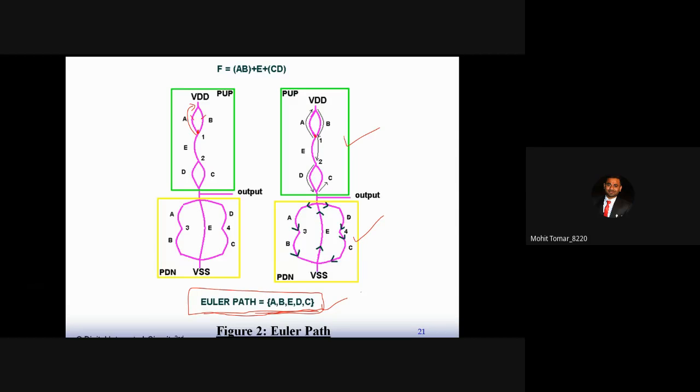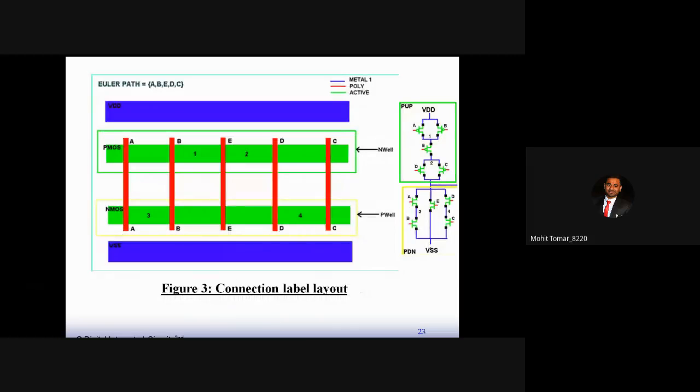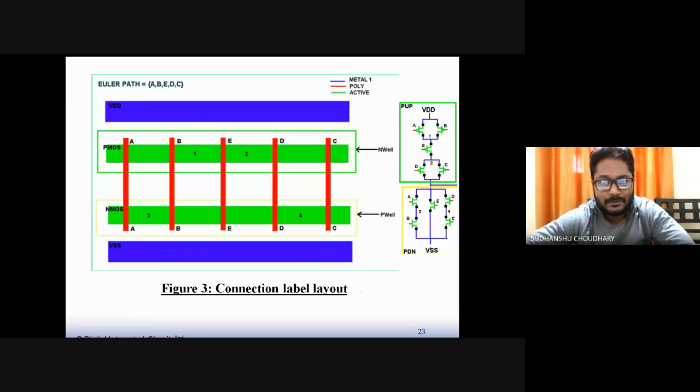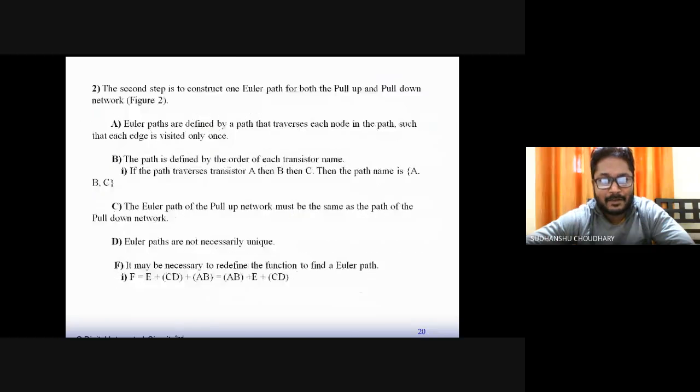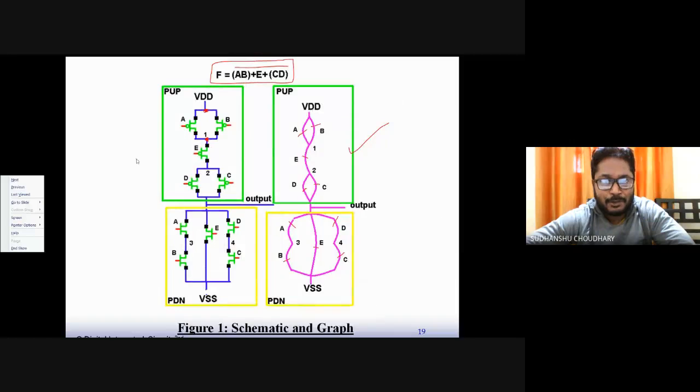Sir, if we take the transistor E down and change the name, sir, A, B, C, D, so, sir, it can't follow the path A, B, E, D, C. No, that you should not do. I mean, input reordering. Why, sir? We should not do that. I mean, you want to bring this E over here and you want to say that that is D now. Yes, sir. What is the benefit of it?